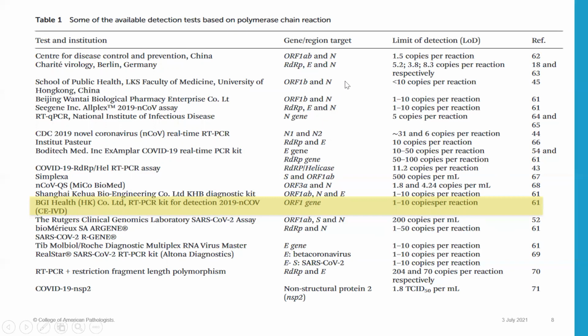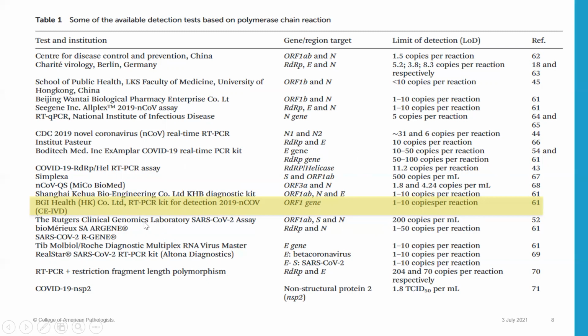institutions. And as you can see, the kits are not the same. They have different targets. And usually the most common targets are ORF1AB and N. So you have ORF1AB, which codes for the polymerase, and the N is the nucleocapsid protein.